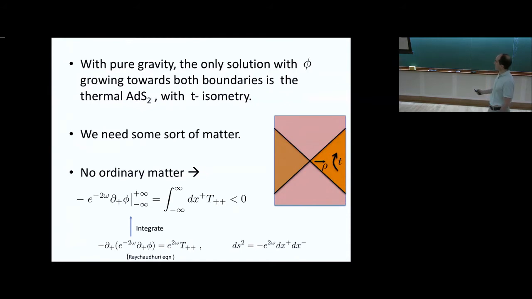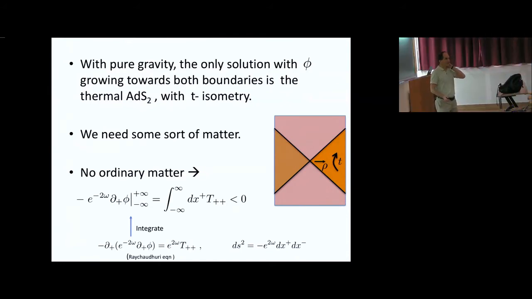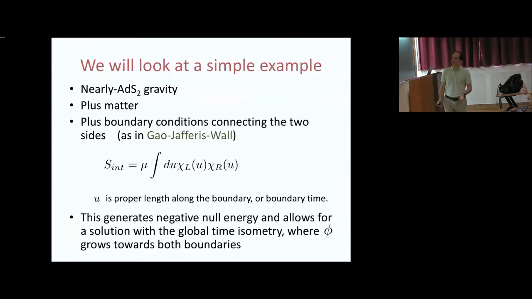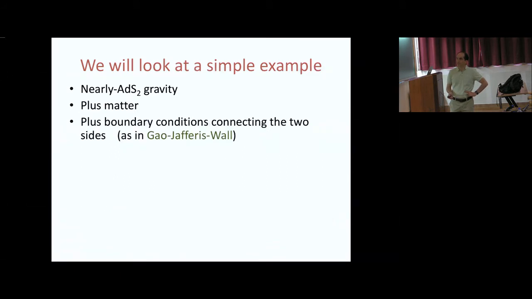So we need one where we have matter, and in addition, we are setting up the boundary conditions in such a way that the matter has negative null energy. The interesting thing is that we can do that, and this is the same idea as in the Gao, Jafferis, and Wall paper. The idea is to add an interaction, to put a boundary condition for the bulk fields that mixes the left and the right. So somehow the bulk fields are connected across the two boundaries. If you do that, then this will generate a negative null energy and will allow for a solution with global time isometry where phi grows towards both boundaries.